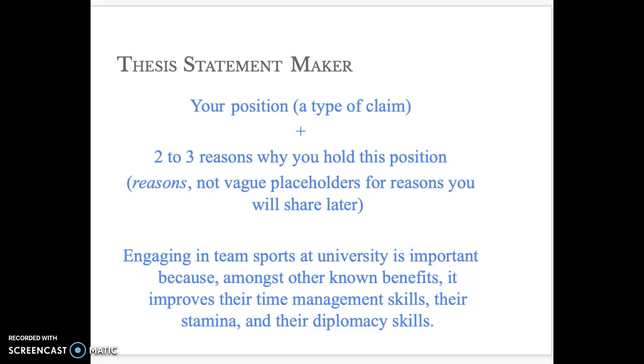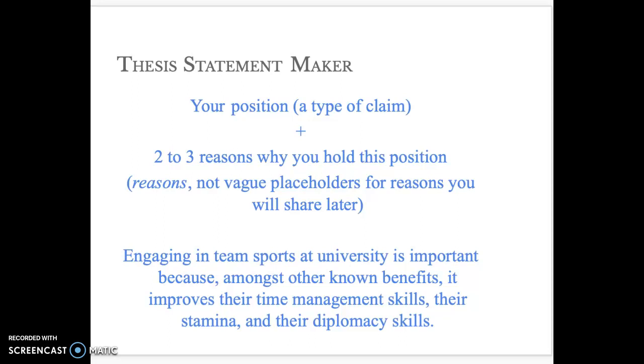All right, so again, just to recap, thesis statement maker: your position, which is a type of claim, and 2 to 3 reasons why you hold this position. Now, it's really important that the reasons that you share are not placeholders for reasons. Sometimes we worry that the thesis statement will be too long or that it will give away everything I want to say and I won't have much to say later. That's a problem. If you feel that way, then perhaps you need to go back and do more invention so that you feel that you have a lot more material and that it can stand on its feet.